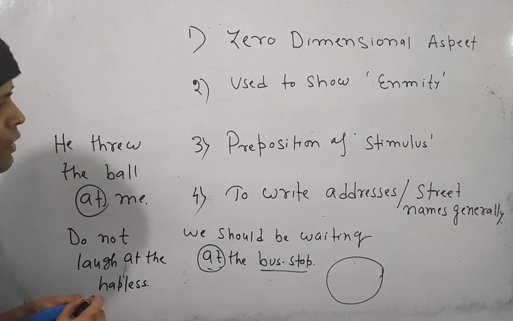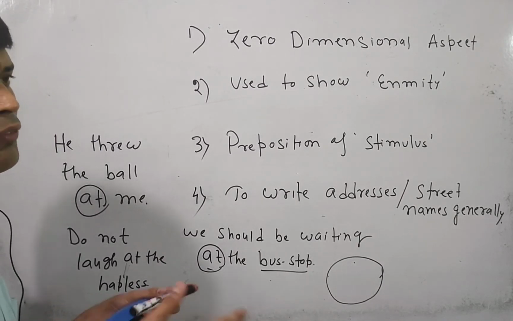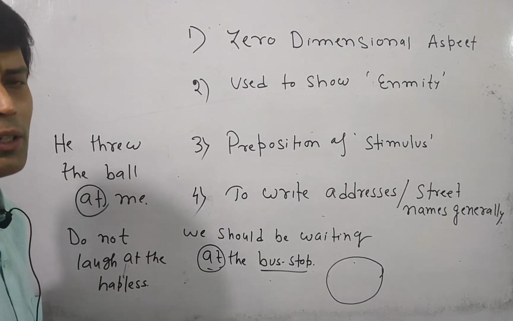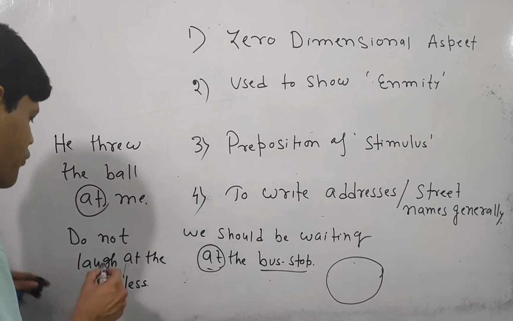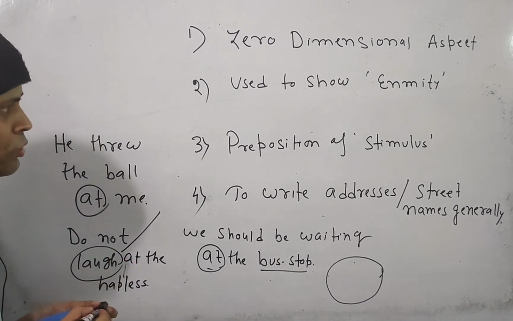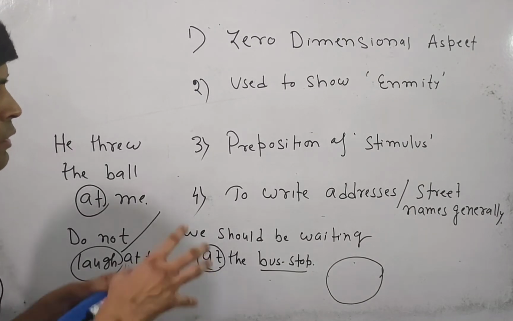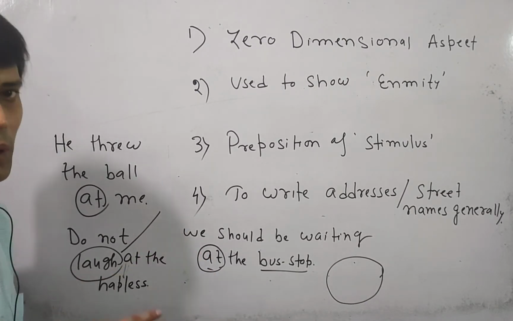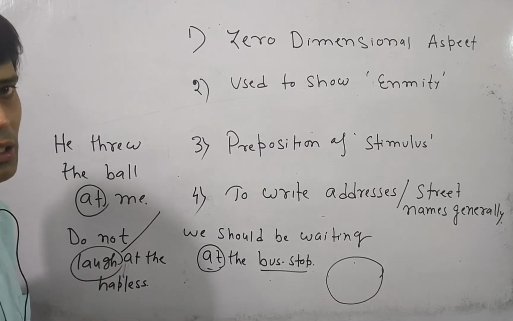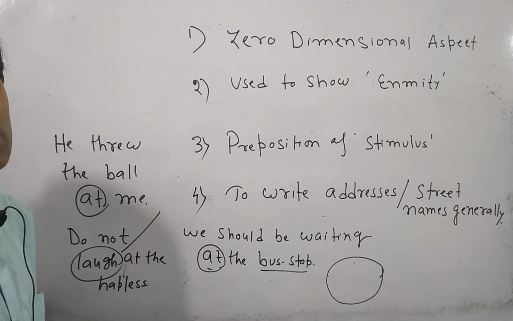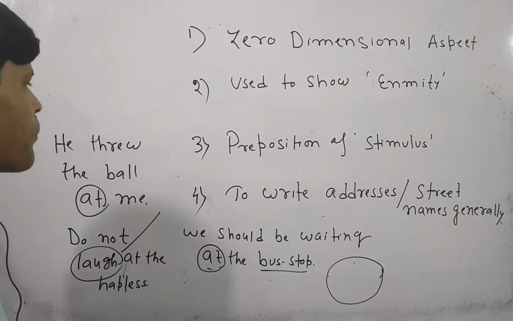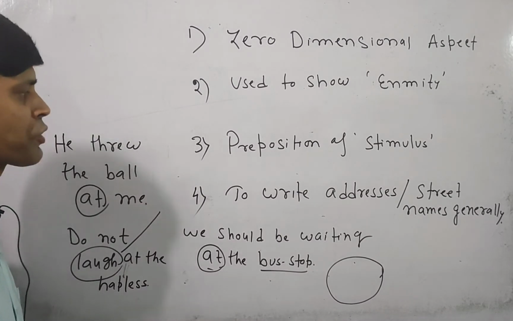So enmity does not mean that you will have a direct face-to-face, direct hand-to-hand clash. There are many ways of showing enmity. So laughing is also one of the ways. Here laugh means mock. So there are many examples. I am just writing some of the examples. Once you understand what I am going to express, you can easily make examples on your own.